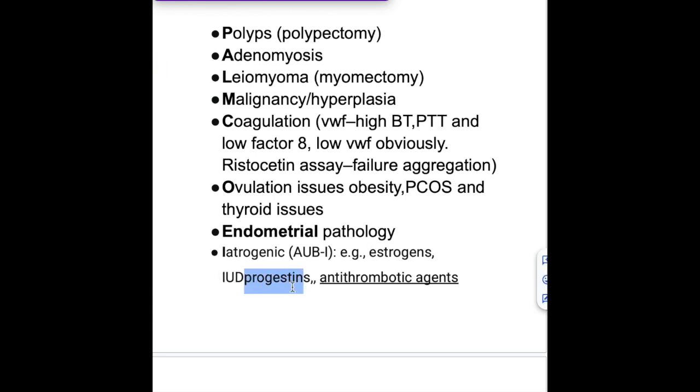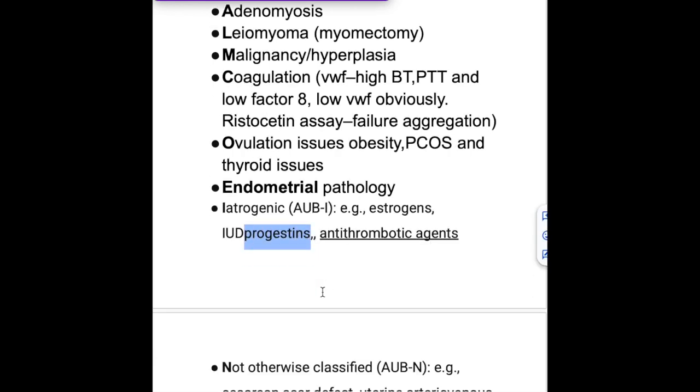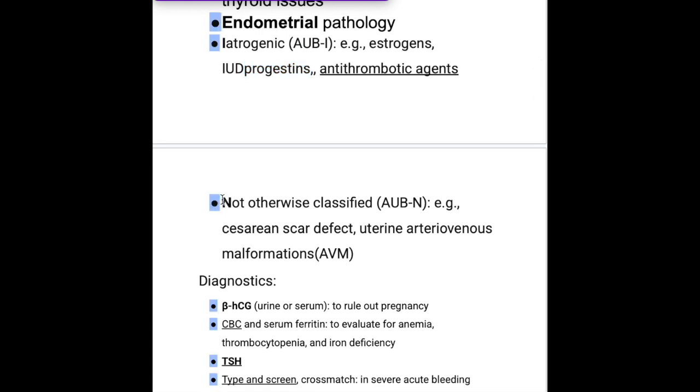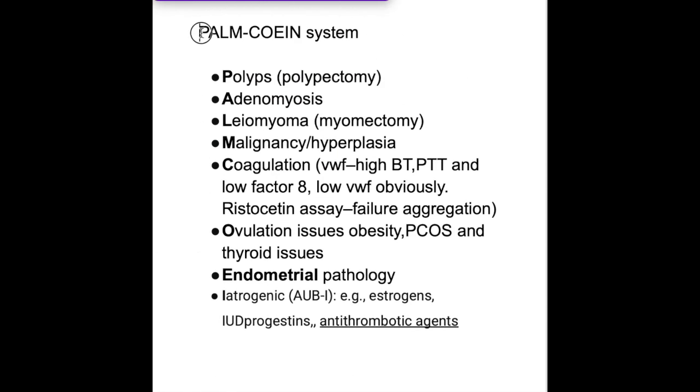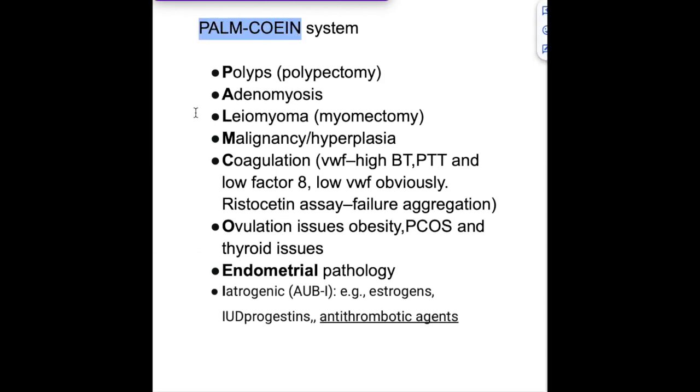And when progesterone decreases, or the plasma progesterone decreases in your blood, this is when the endometrial lining begins to shed, causing your menstruation. Now moving on to the last one, N stands for not otherwise classified. For example, cesarean scar defect, uterine arteriovenous malformations, and that concludes the PALM-COEIN system. So this covers all the main causes of abnormal uterine bleeding.